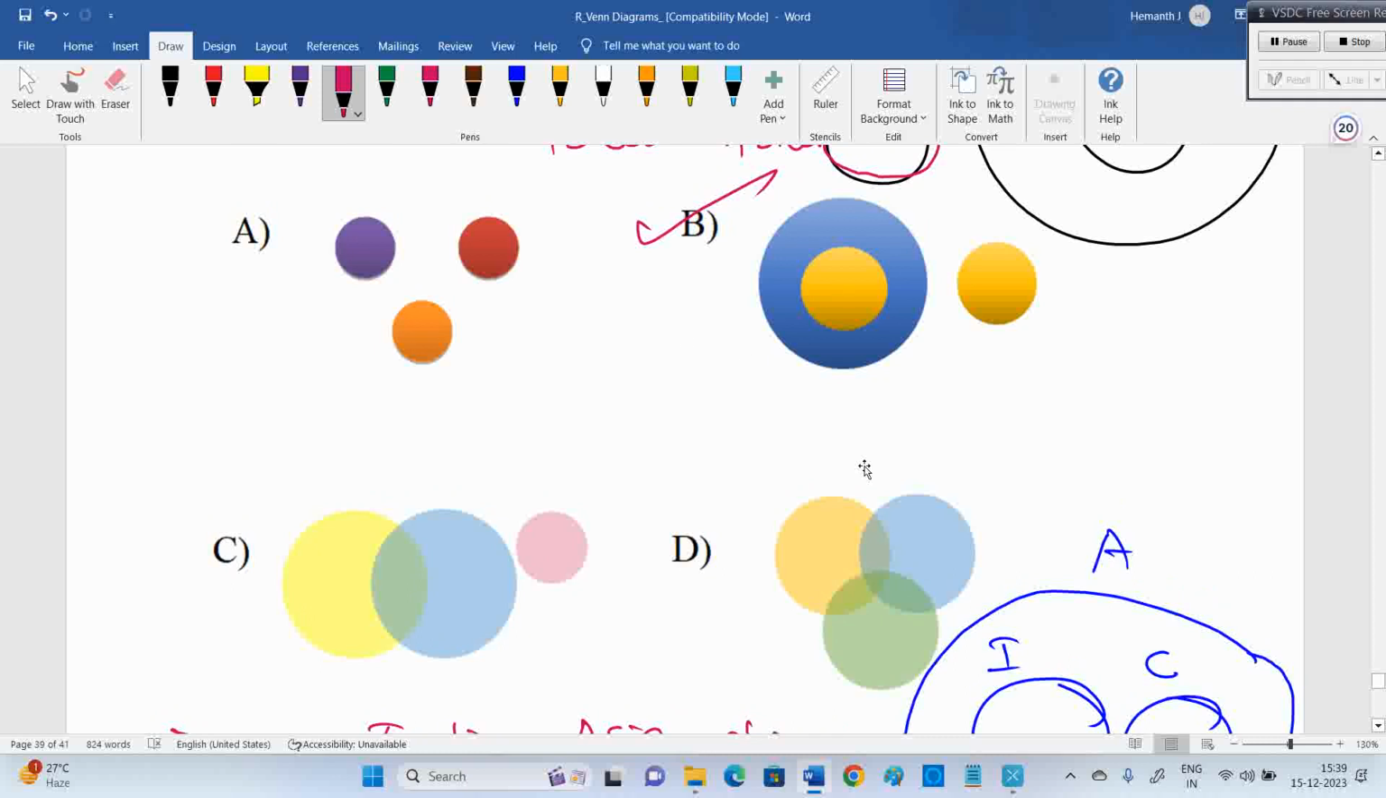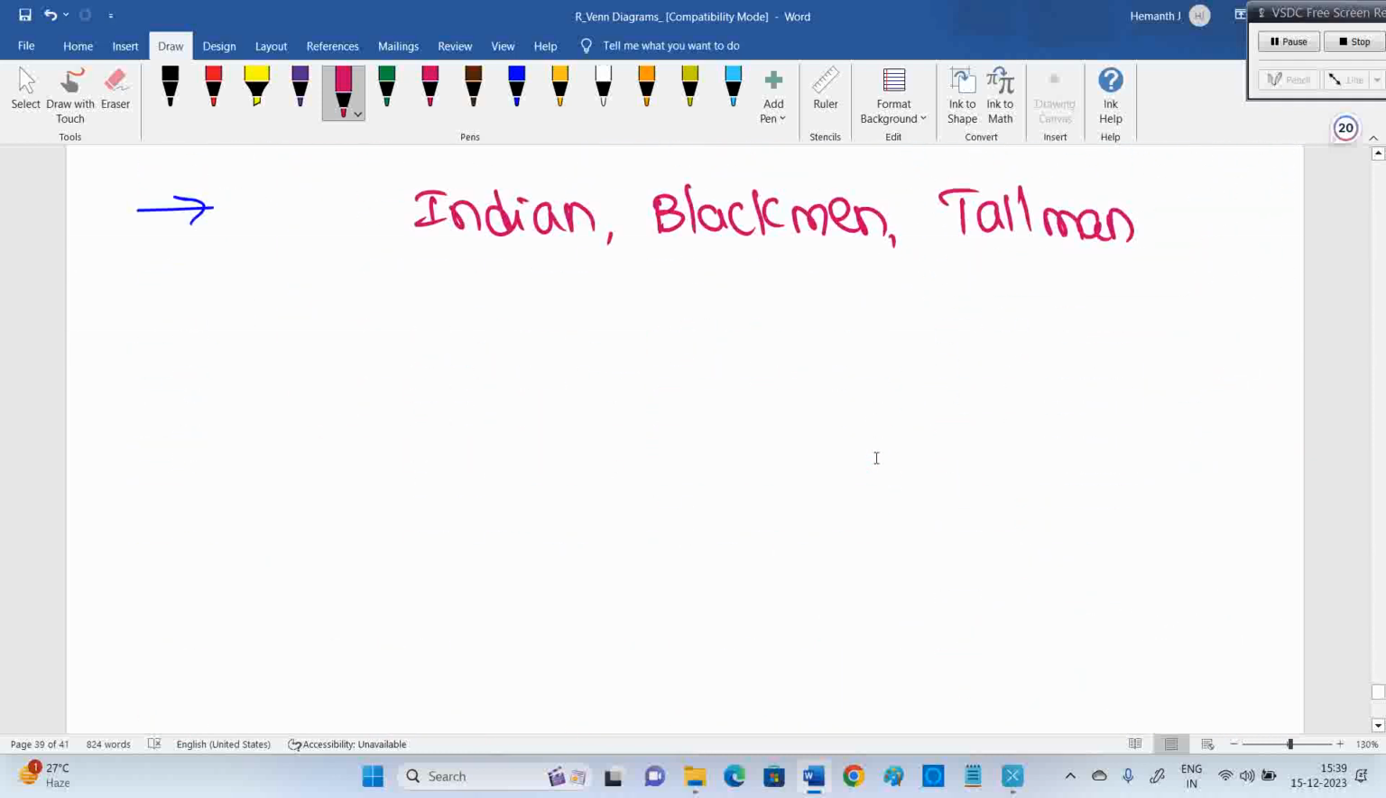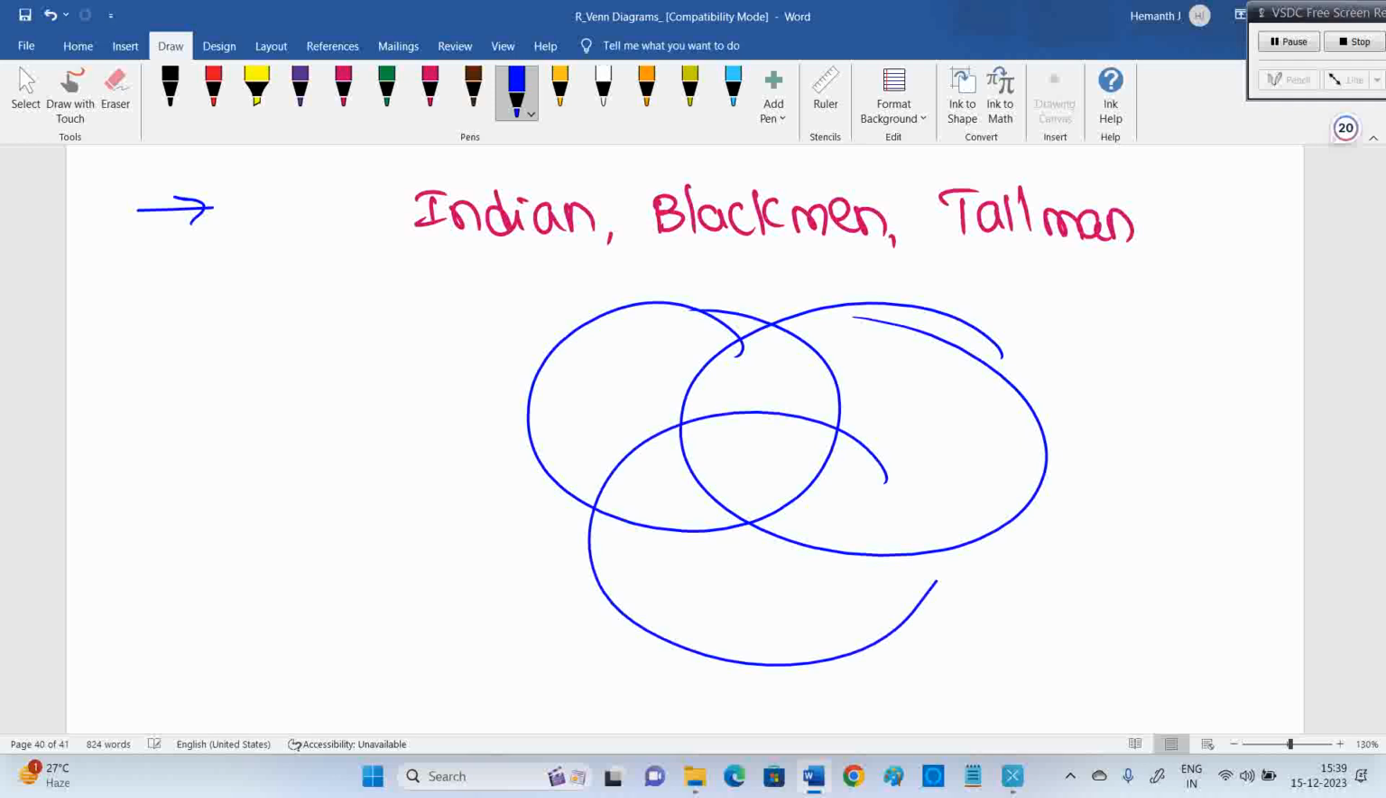If you go with Indian, black men, tall men, yes, there is an Indian who is tall as well as black. It doesn't mean all black men are Indian. We have friends from West Indies and Zimbabwe as well, right? So we cannot claim all black men are from India. So Indian, black men, tall men: all three intersection is required.